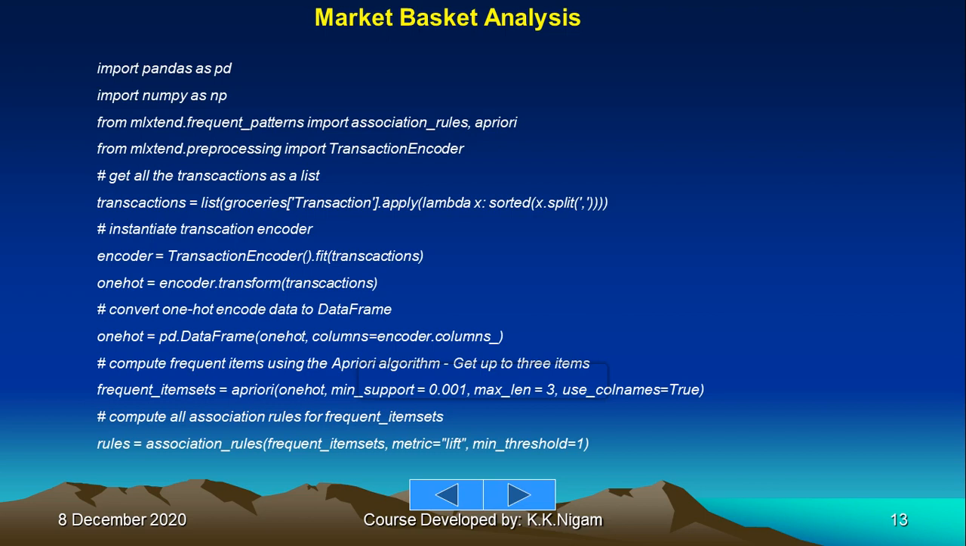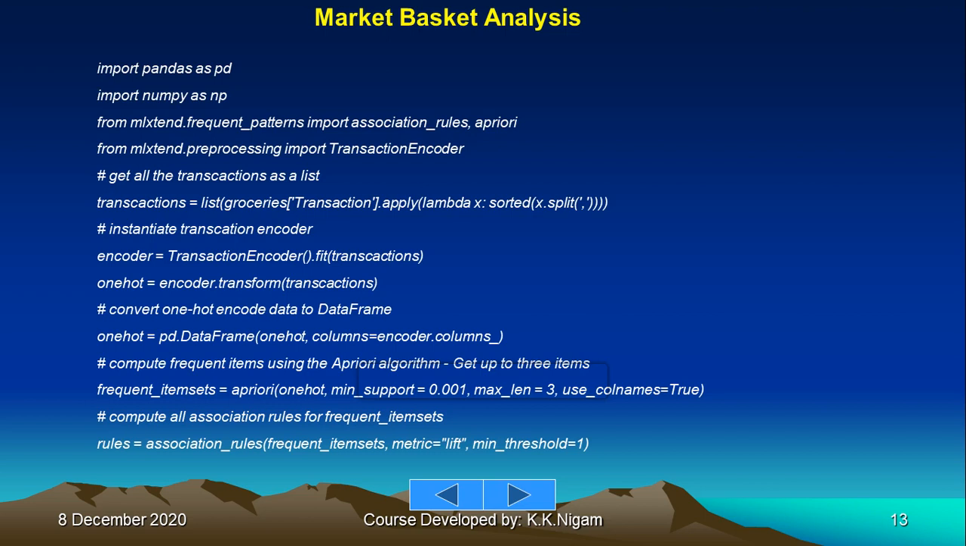One hot is equal to pd.DataFrame. This again is a data file that you are going to use, and in that you have columns equal to encoder.columns. Then compute frequent items using the apriori algorithm. This is a comment. Then frequent itemsets is equal to apriori of one hot, minimum support is 0.001 and maximum length is 3. Use column names is equal to true.